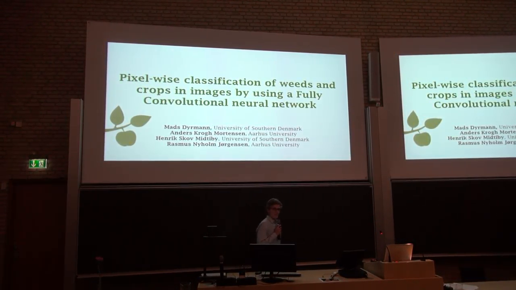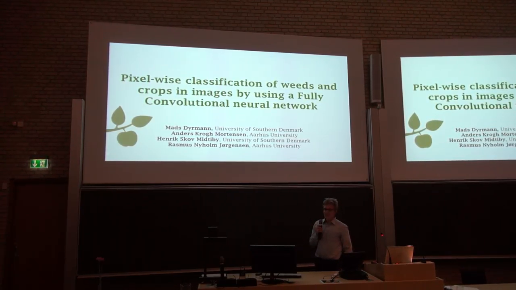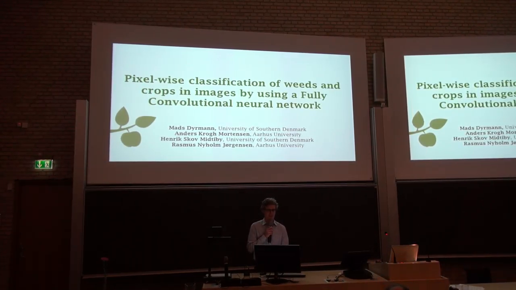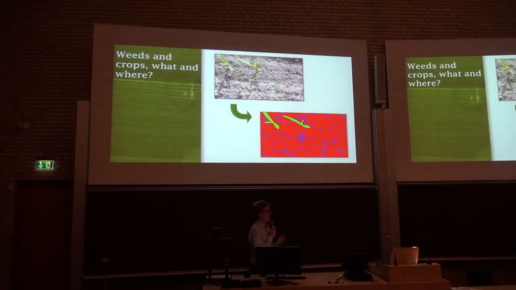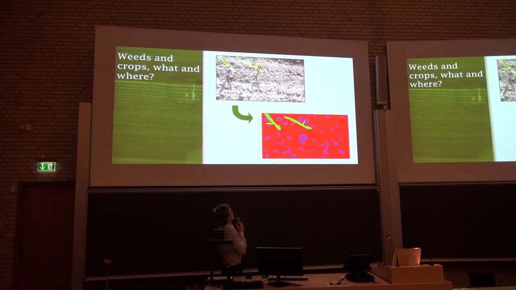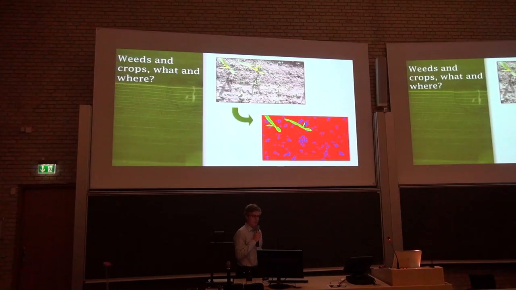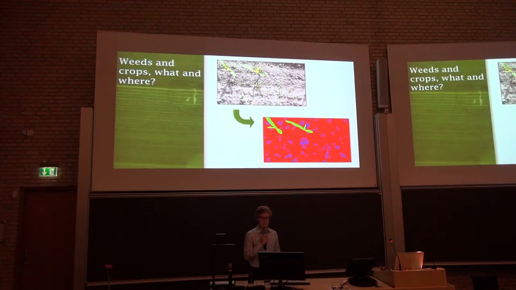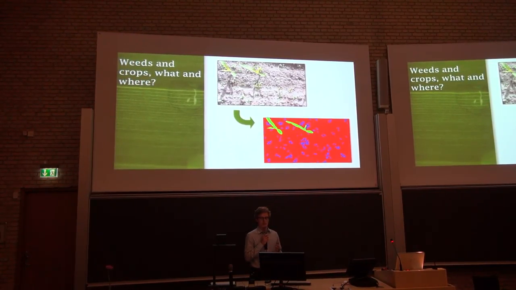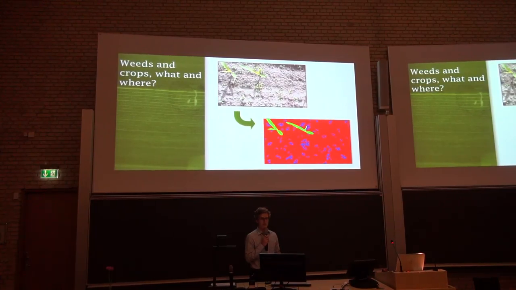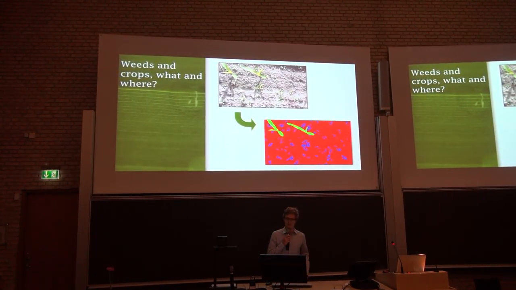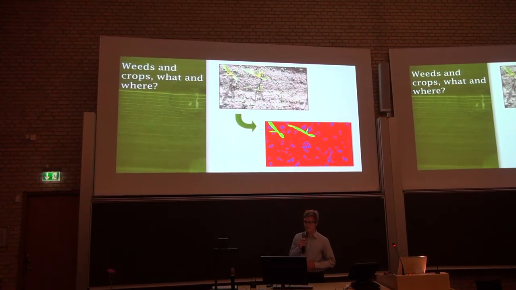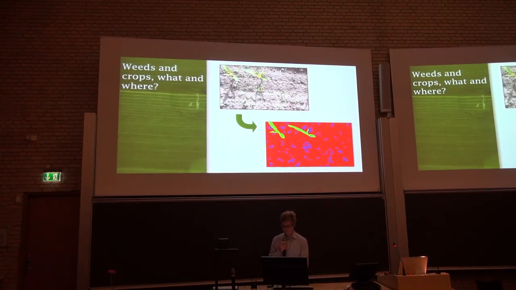Thank you. Yes, I did this project together with these gentlemen, and I'll start by showing you some of the results just to give you an idea of what it is that we want to achieve. So given an input image like the one you can see at the top, we want the computer to predict for each pixel what that given pixel is. In this case, we want the computer to tell us which pixels are soil, which pixels are weeds, and which pixels are the crops. In this case, it's maize that we're looking at. So for instance, maize is colored green and weeds are blue.